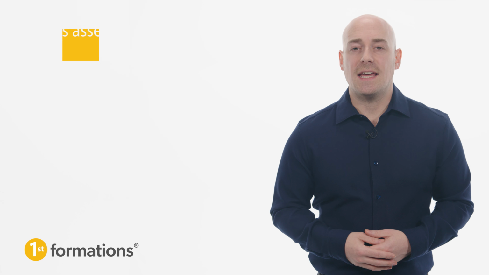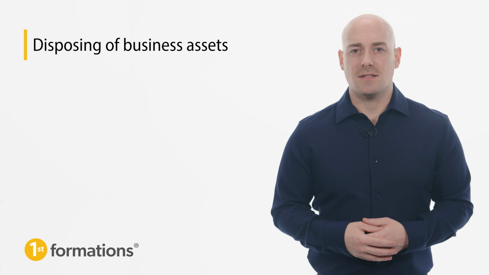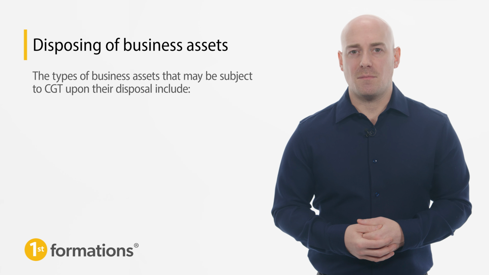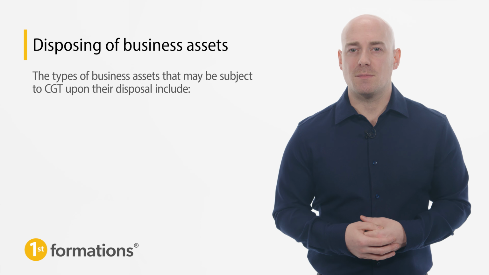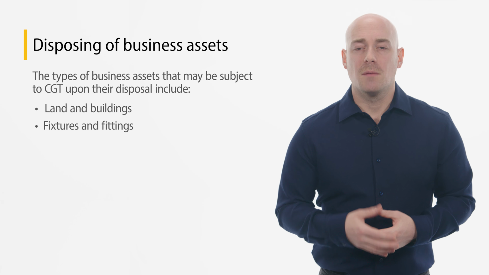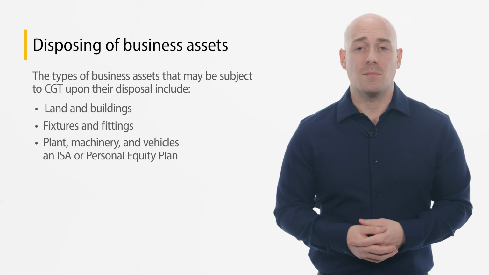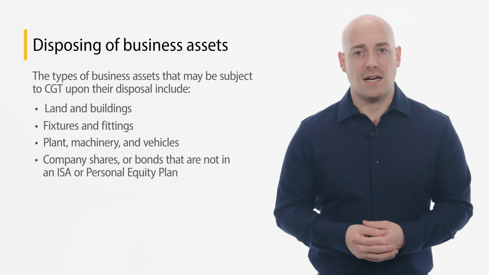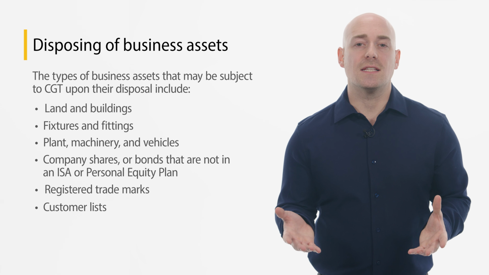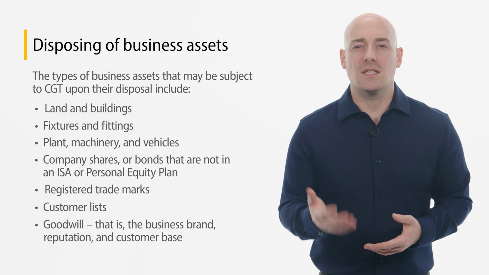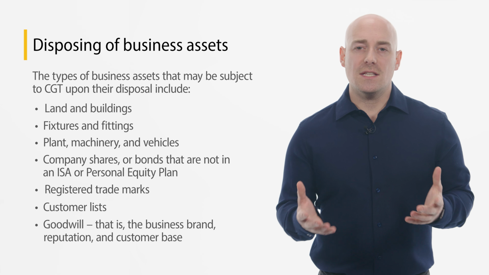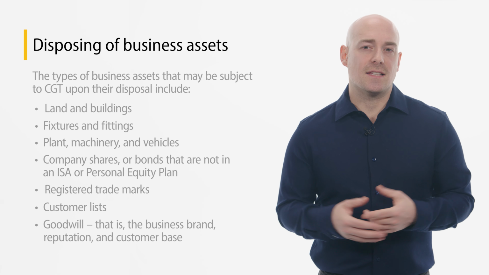Business assets are tangible and intangible possessions that create value for a business. The types of business assets that may be subject to CGT upon their disposal include land and buildings, fixtures and fittings, plant machinery and vehicles, company shares or bonds that are not in an ISA or personal equity plan, registered trademarks, customer lists and goodwill, and that is the business brand, reputation and customer base. These are referred to as chargeable assets.